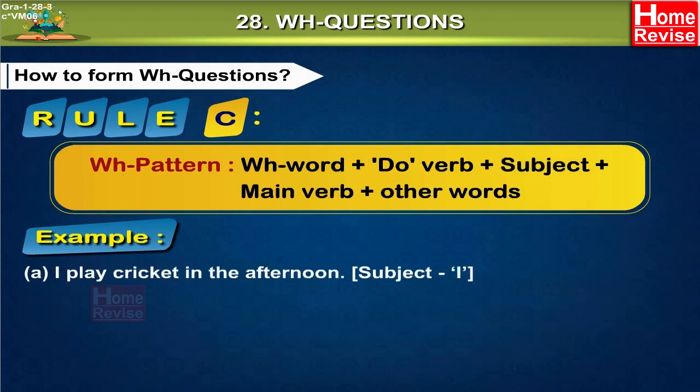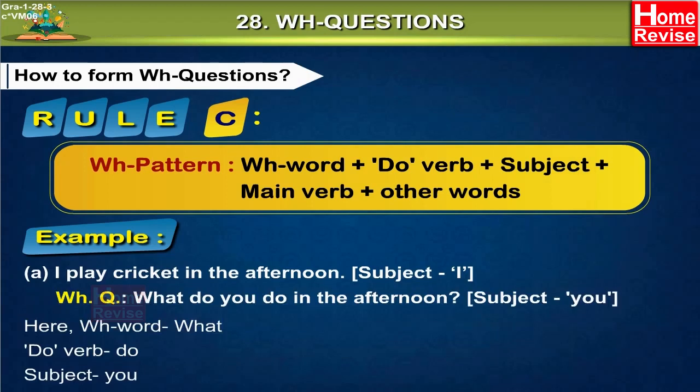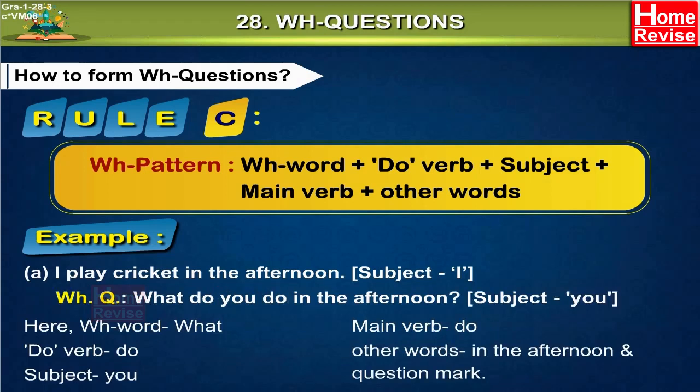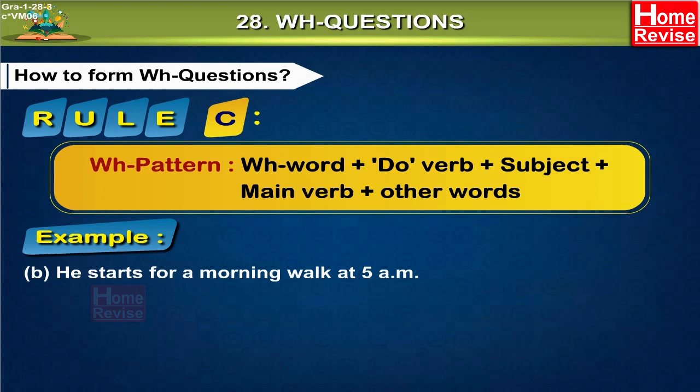Example. A. I play cricket in the afternoon. Subject: I. WH question: What do you do in the afternoon? Subject: you. Here, WH word: what. Do verb: do. Subject: you. Main verb: do. Other words: in the afternoon. And question mark.